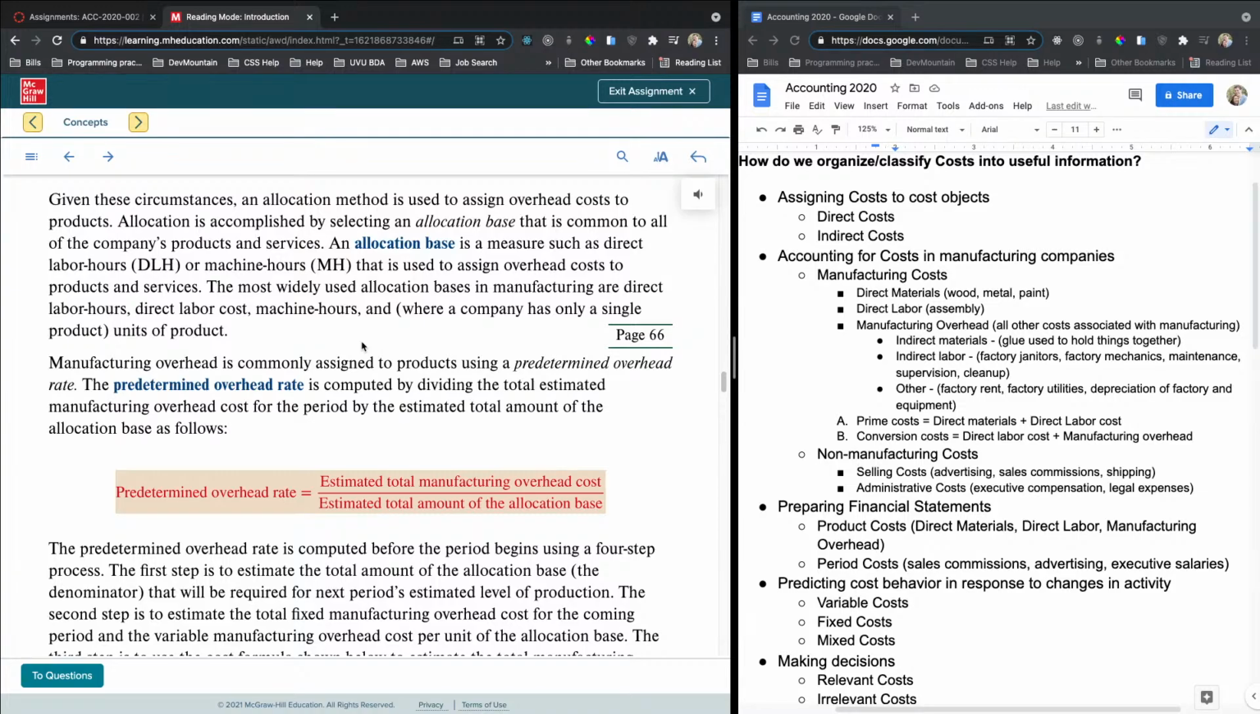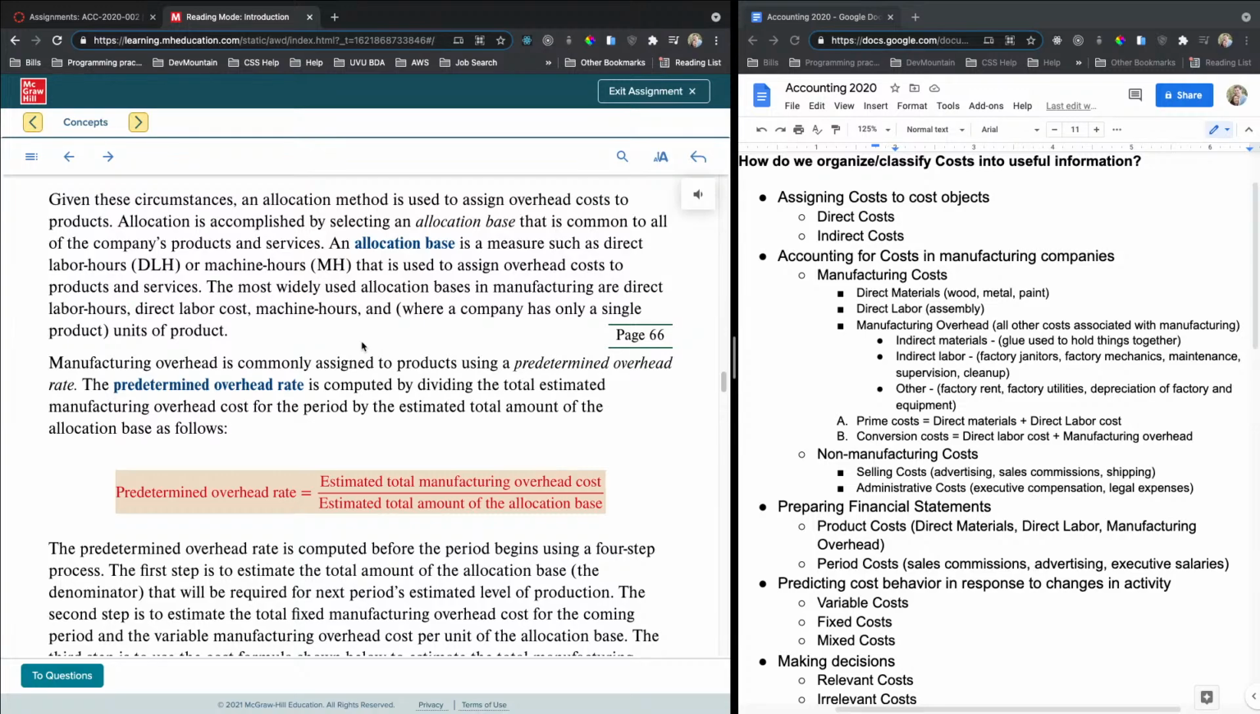The most widely used allocation bases in manufacturing are direct labor hours, direct labor costs, machine hours, and, where the company has only a single product, units of product. Oh, that's interesting.